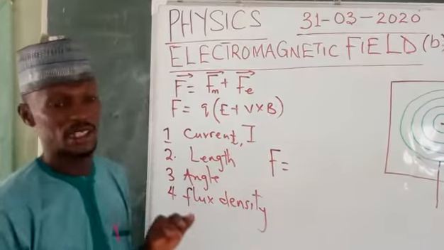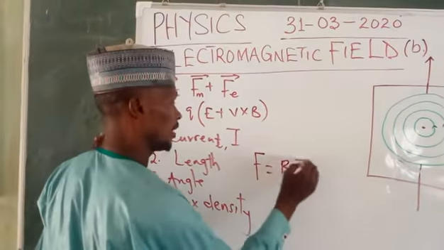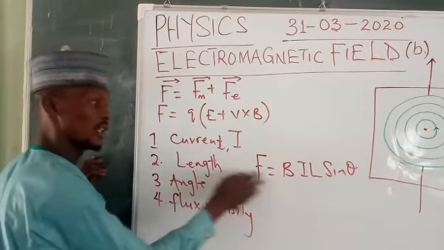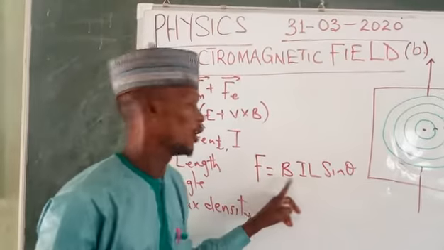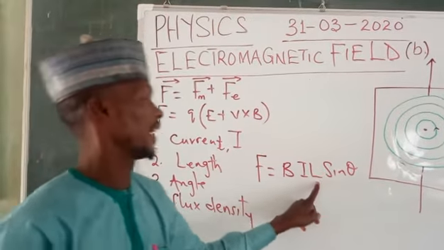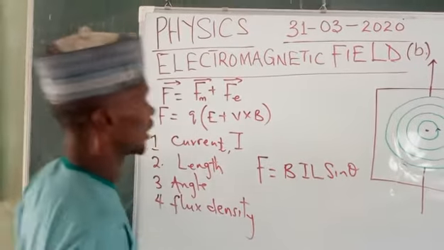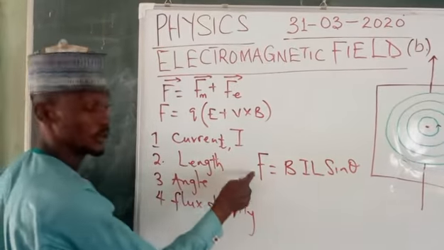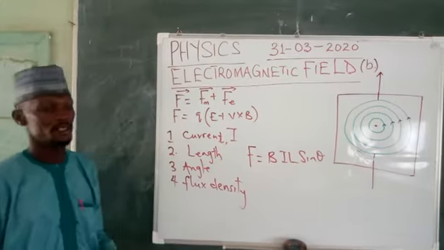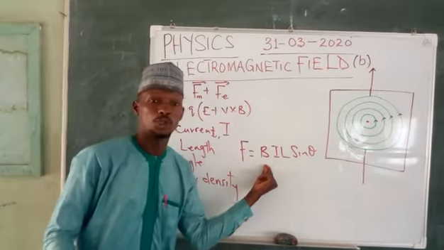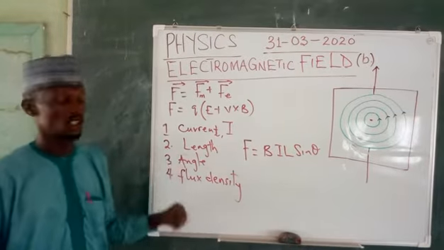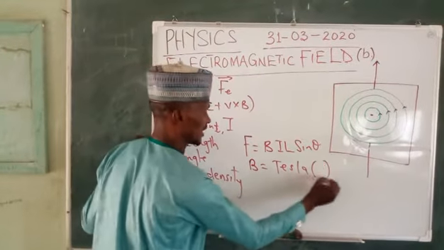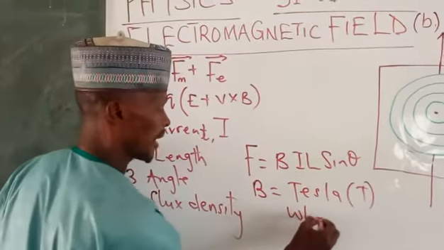The force exerted on this particular surface depends on a certain number of factors. I say the force on the wire, on this particular current carrying conductor, depends on a particular factor. These are the factors. Number one, we have the current. The current I flowing through the conductor. That is the first factor. The next factor is the length of the conductor in that particular field.